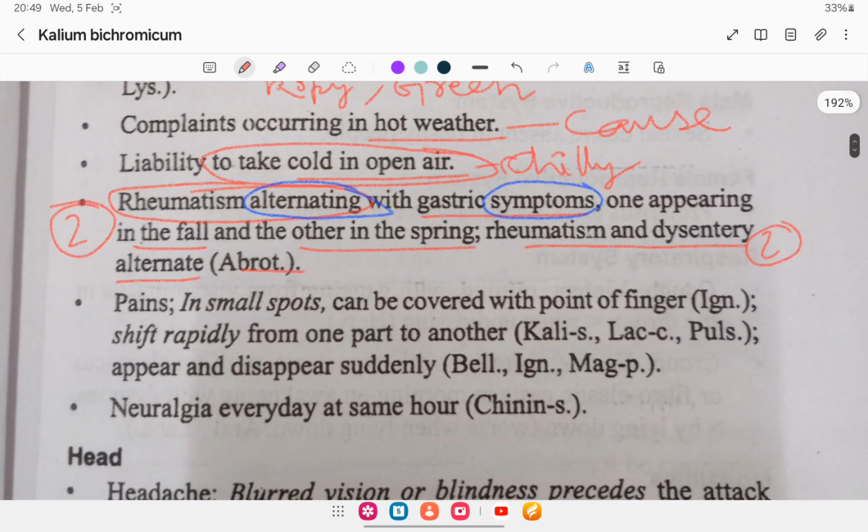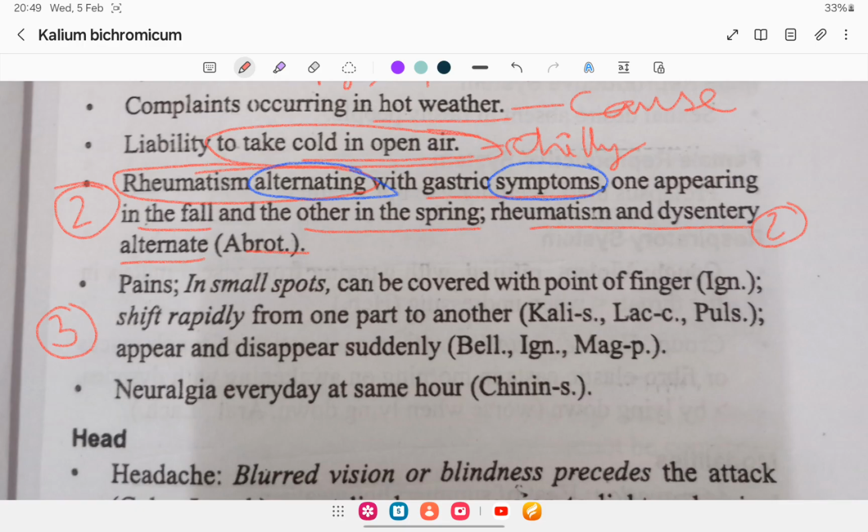Now come to the third symptom, pain. Pain in small spots that can be covered with the point of a finger, like in Ignatia. Pain shifting rapidly from one part to another, like Kali sulph, Lac acidum, Pulsatilla. Pain that comes suddenly and goes suddenly, like Belladonna, Ignatia, Magnesia phos and Kali bich. You have to memorize it; very important.